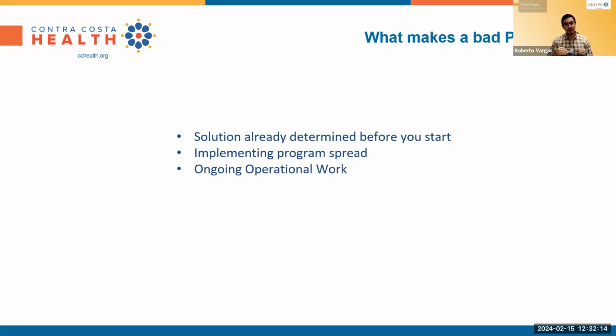And on the next slide, I'll talk about what you can do if you're in that realm of a solution that's already been determined. Then there is implementing a program spread. Much like the first one, that means there's already a solution, it's already going, and you're not really testing anything. And then there's ongoing operational work, very similar in nature. It's just ongoing, right? Thinking back to what we learned about a project, is there a start, is there an end?